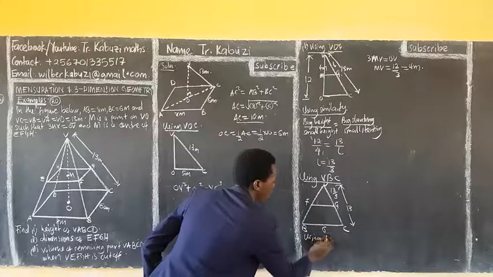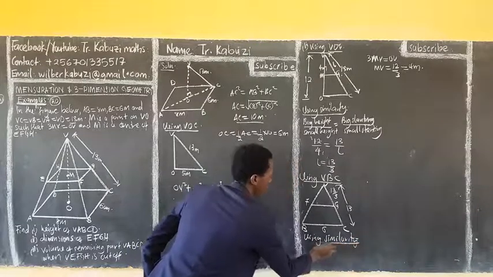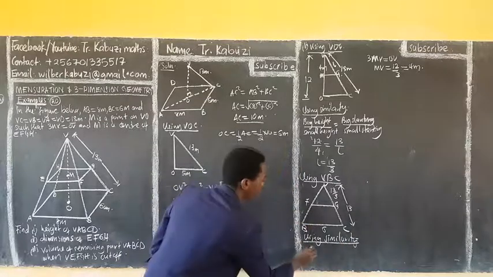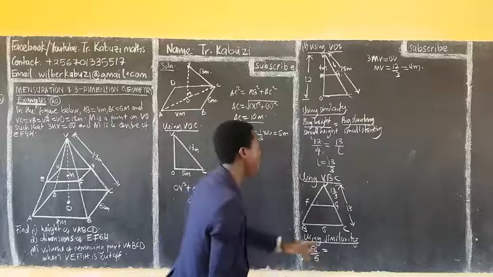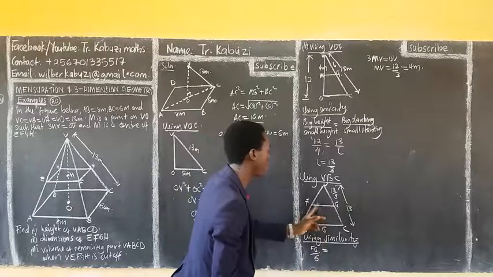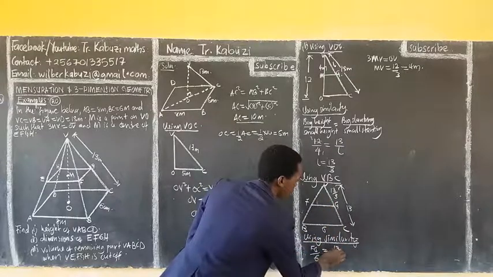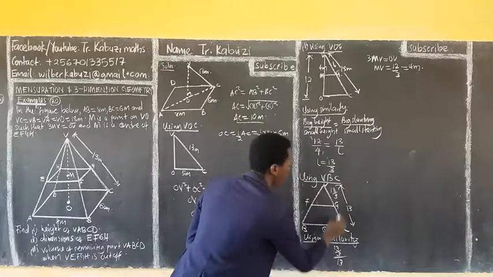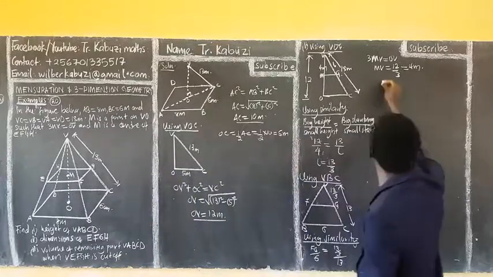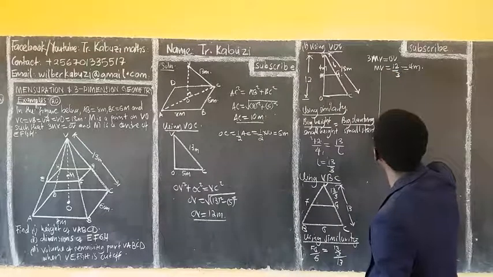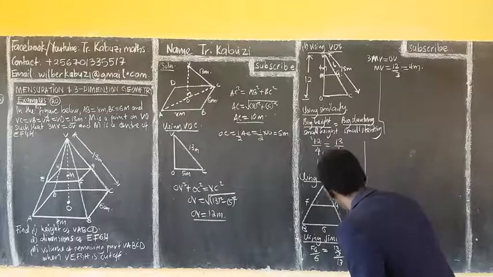Still using similarity, I'm going to say now FD over 6, the small one over the big one, is equal to the small one, 13 over 3, over the big one, which is 13. And so, allow me to divide these parts here.